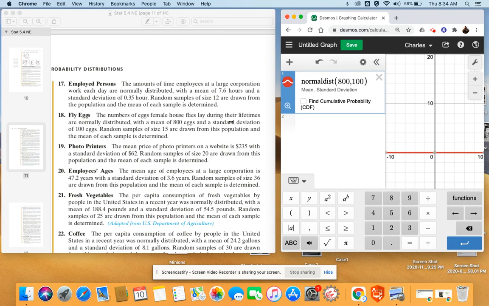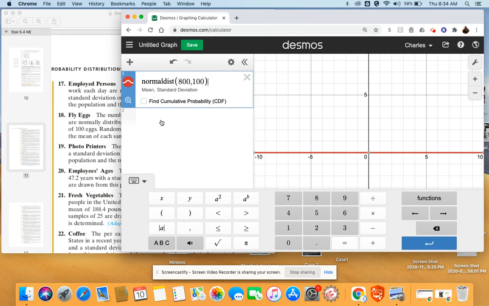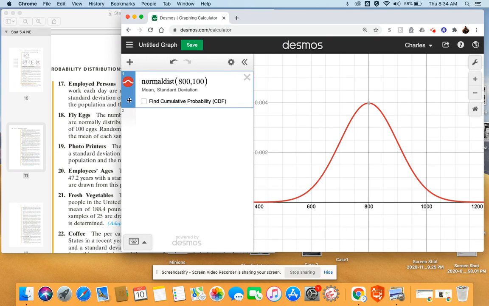I'll really quick blow this up a little bit so we can see this a little better. And because our mean is so high, it's all the way out at 800, we're just going to click this button right here that says Zoom Fit.